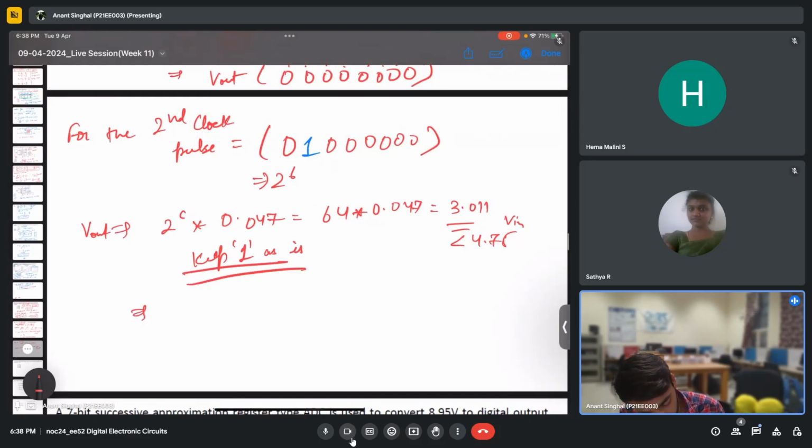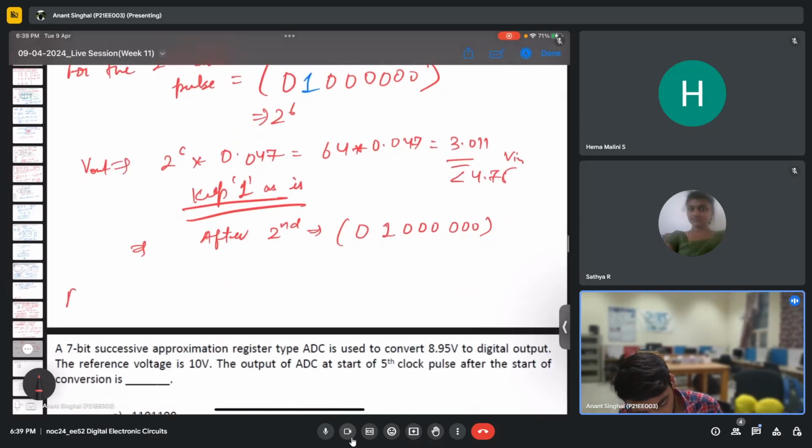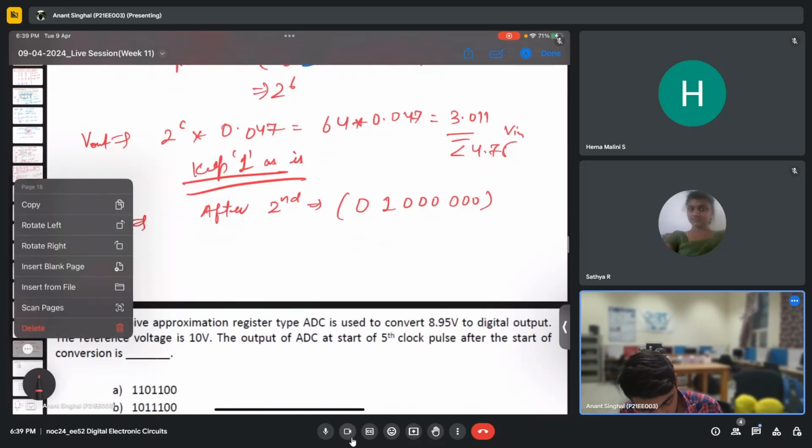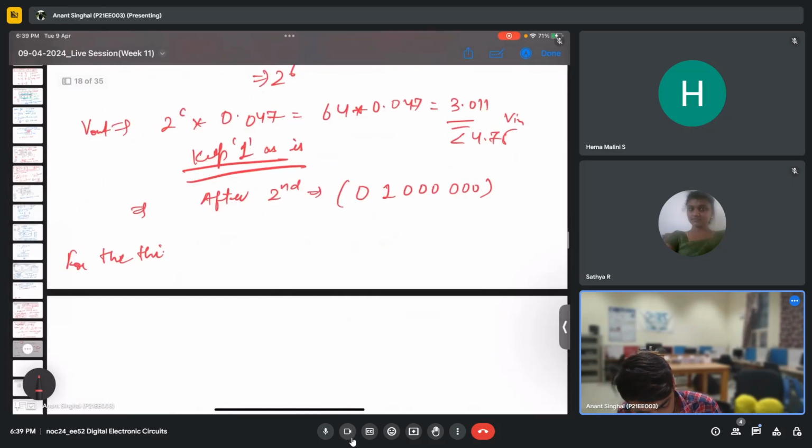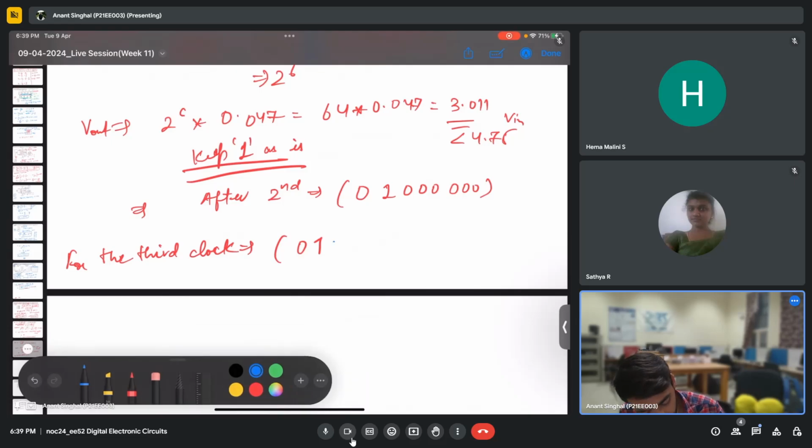So what we can say is, after the second clock, we have got 0, 1, 0, 0, 0. Now for the third clock, we'll keep these two the same. The third bit will get assigned here, and the rest of them will remain 0.